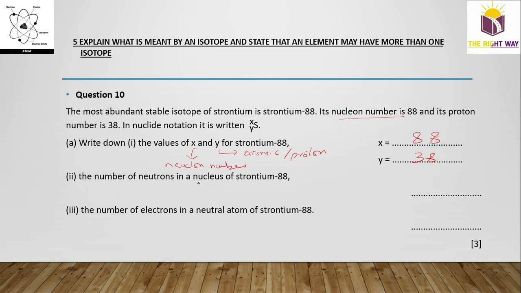The number of neutrons in a nucleus of strontium 88. Now we have to find the neutron number. So neutron number is equal to A minus Z. Nucleon number 88 minus proton number 38, so 50 is your answer. The number of electrons in a neutral atom of strontium. In a neutral atom, we have the same number of protons and electrons. So if it has 38 protons, then it must have 38 electrons.